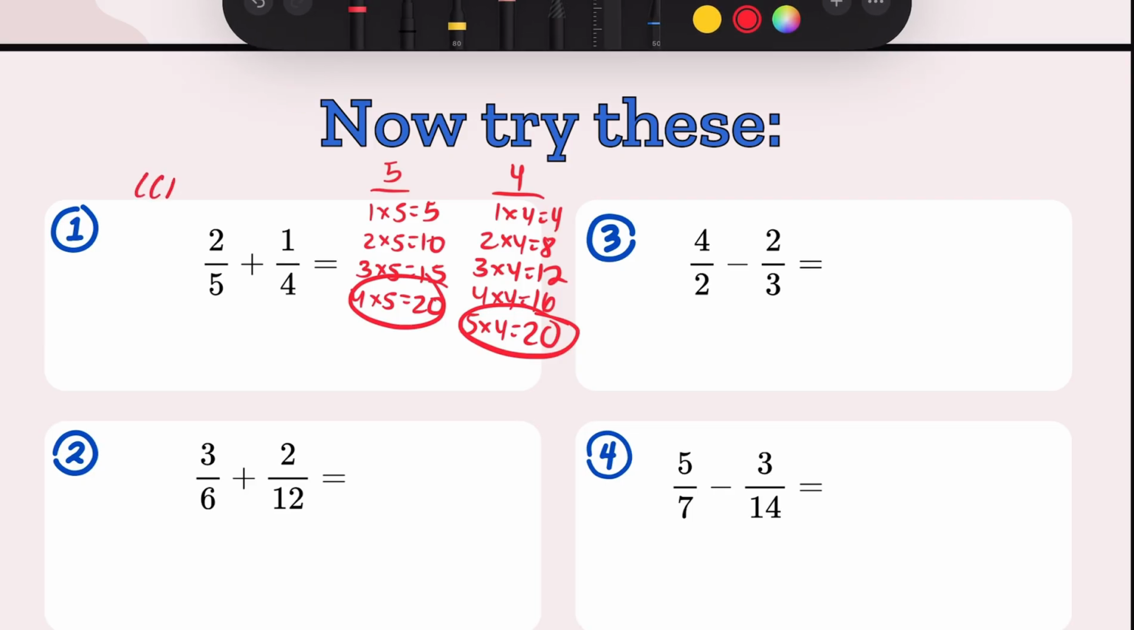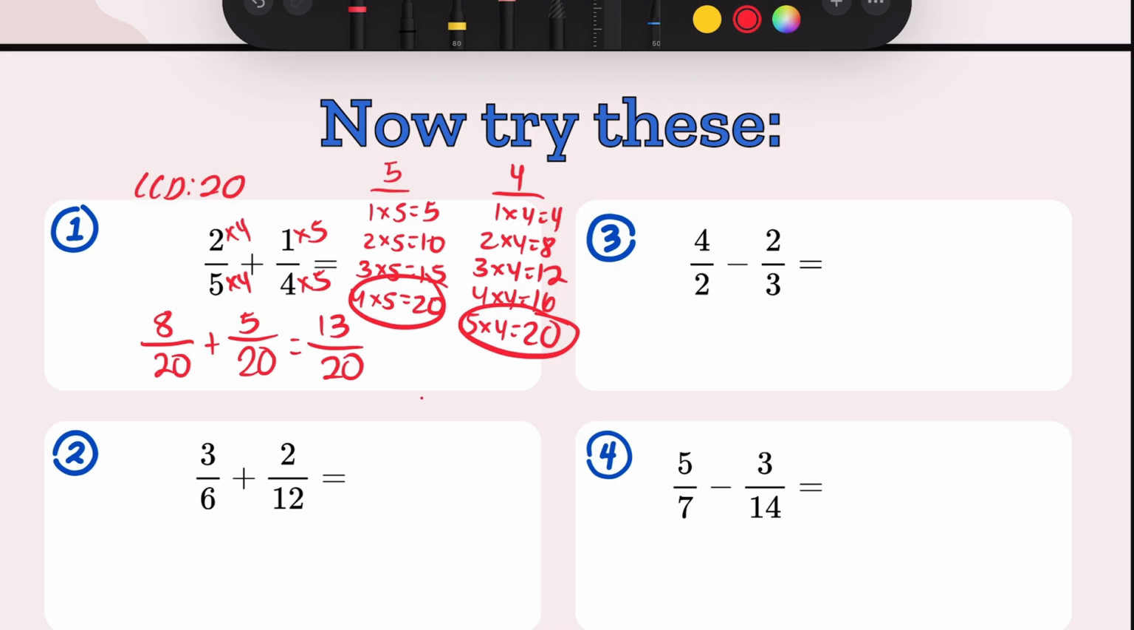So that means that my least common denominator is 20. So I'm going to multiply 5 times 4, and what I do on the bottom, I always do on the top. So 8 over 20 plus, and then 4 times 5 gives me 20. So 1 times 5 is 5, and 4 times 5 is 20. And 8 plus 5 is 13, and we keep our denominator.